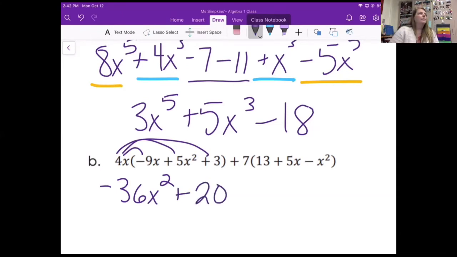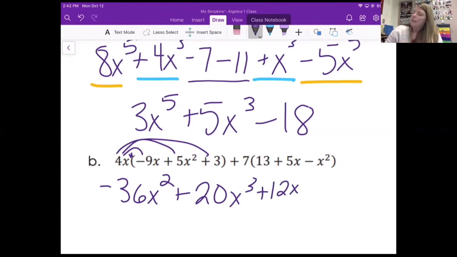5 times 4. What would our exponent be? Kingsley, you think you know? Yeah, x to the third power. It's to the third power because 4x has a 1. X to the first times x to the second gives me x to the third, correct. And then 4x times 3 would be 12x.